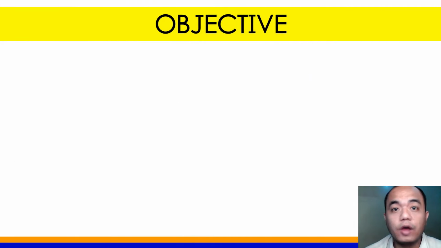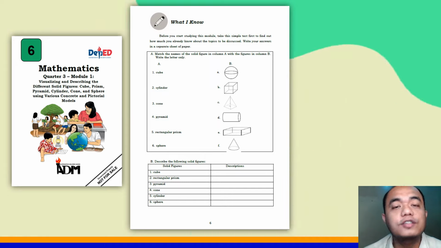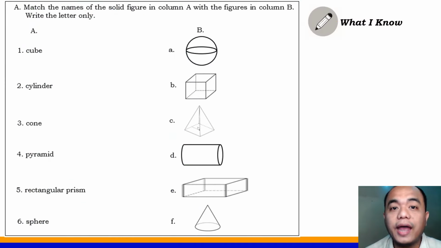Our objective for lesson 1 would be to visualize and describe the different solid figures, the cube, the prism, the pyramid, the cylinder, the cone, and the sphere using various concrete and pictorial models. Before we proceed, let us have first the What I Know part of your lesson 1. No need to write your answer. All you have to do is to answer it orally, okay?